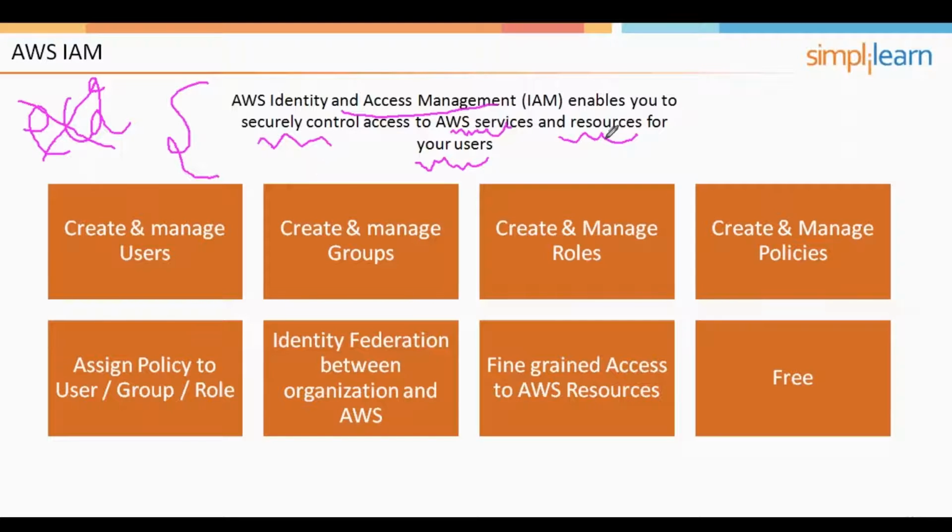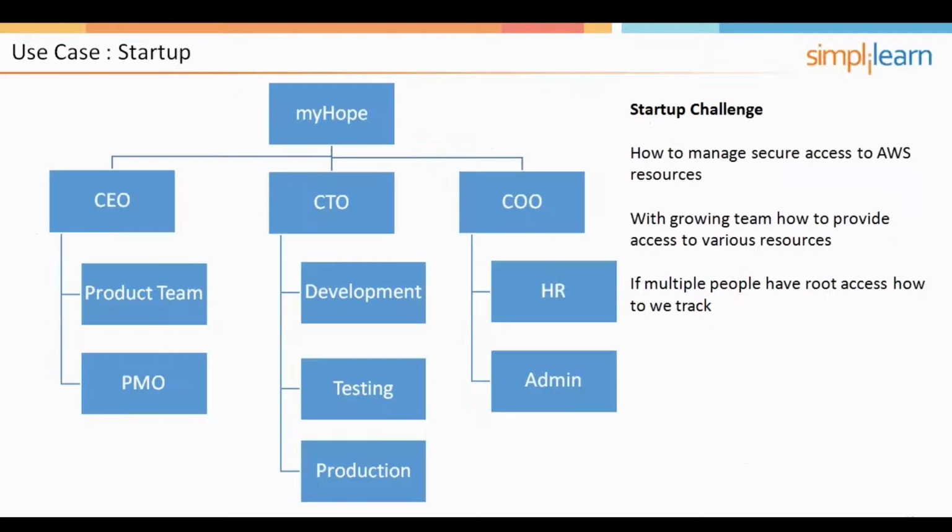Now think over, if we go back to our previous slide, you would have thought about this. The CEO has two major team heads, the CTO has three major team heads, but now imagine each team head would have multiple users as part of that. Development would have 30 people, testing would have 10 people, production might have 20 people. That means 30 plus 10 plus 20, 60 users you have to create. That you can anyway create.